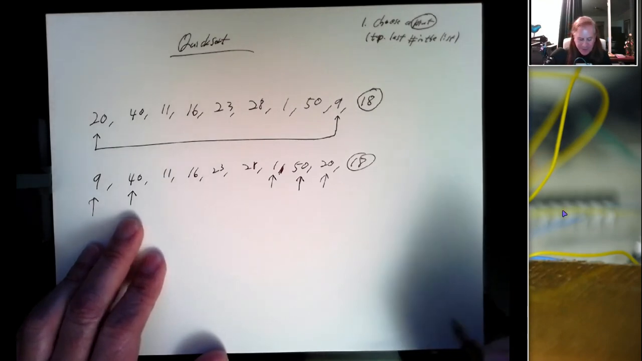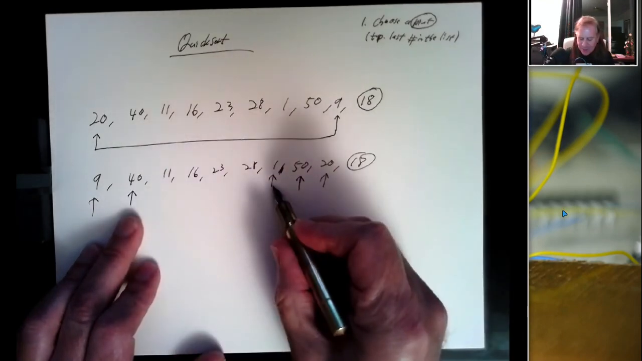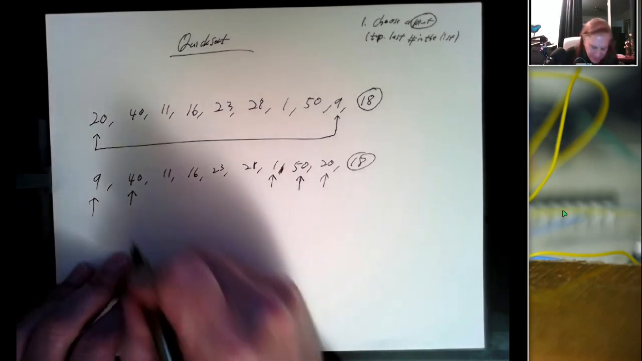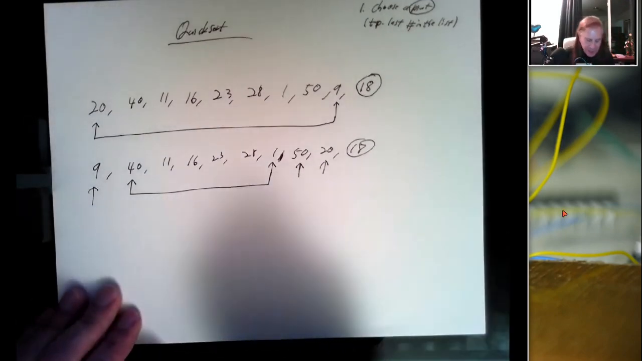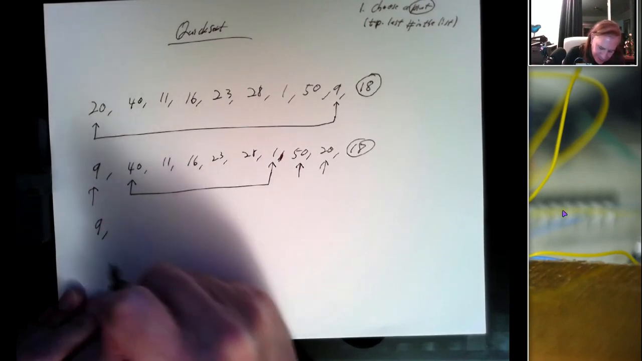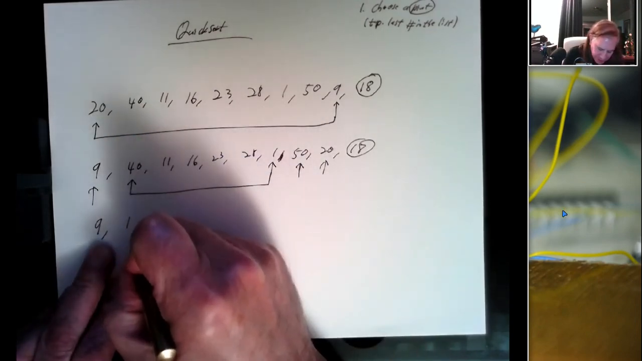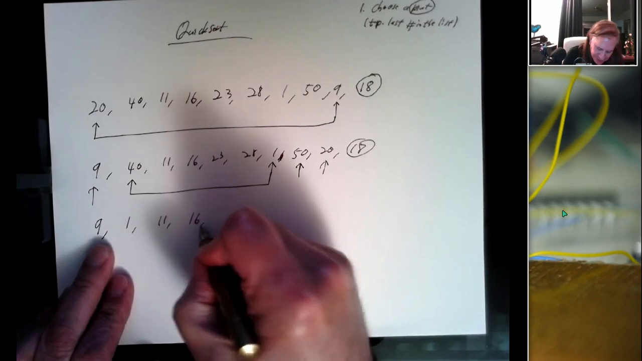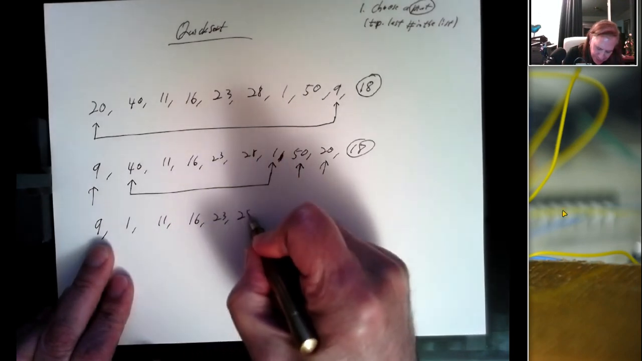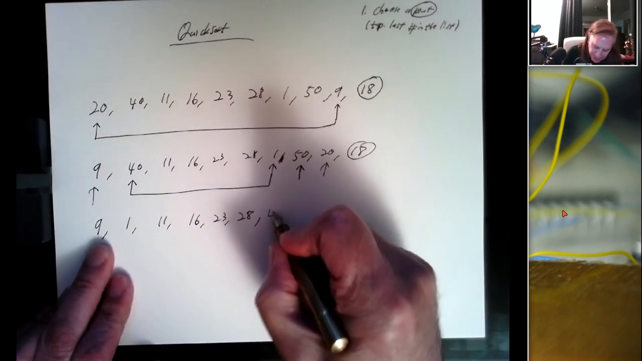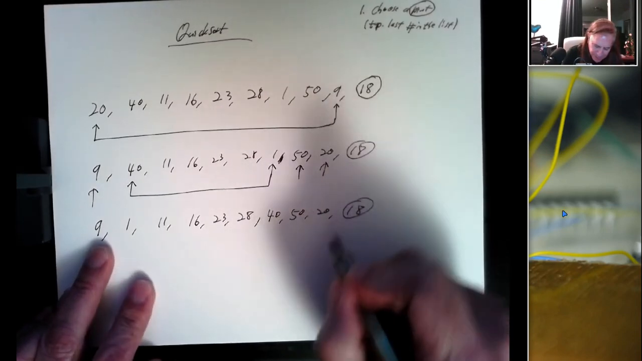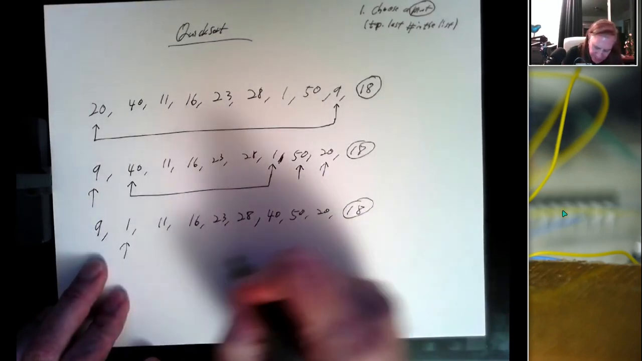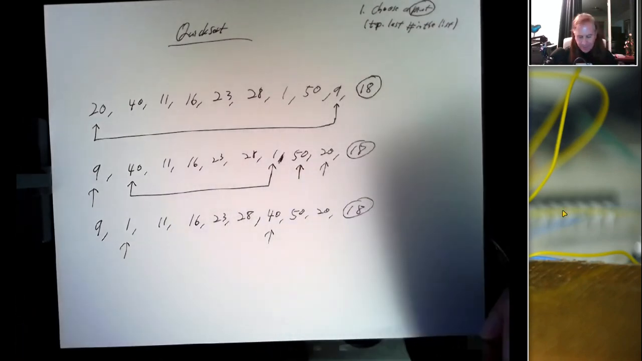Alright, so as soon as we find a number that's bigger than our pivot and a number that's smaller than our pivot, we stop. And we're going to swap these. And so now our data is going to look like this. There's a 9, the 1 comes over here, 11, 16, 23, 28. The 40 goes in place of where the 1 was, 50, 20, and there's our pivot 18. And our arrows were here and here.